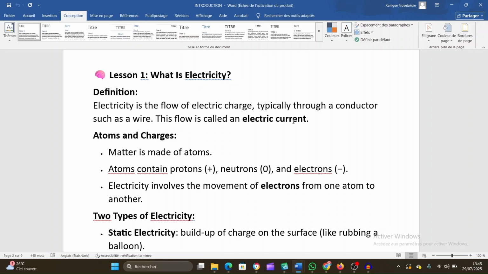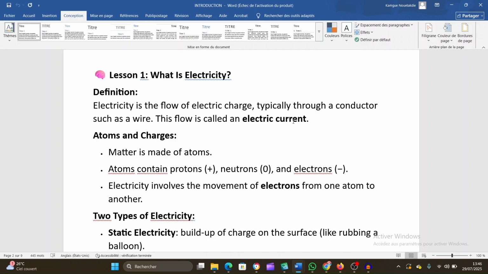So electricity involves the movement of electrons from one atom to another. The movement can be a circle, it can be a length. That's electricity. But you may wonder, we've been talking about electricity. Are there some categories or types of electricity? The answer is yes. We have two types of electricity. The first type is static electricity.